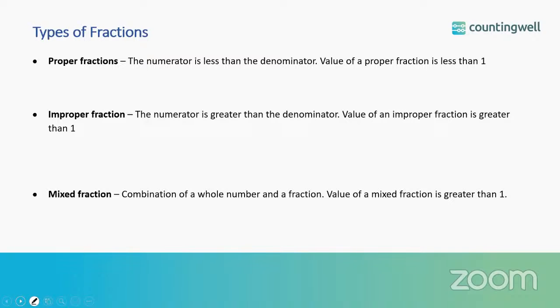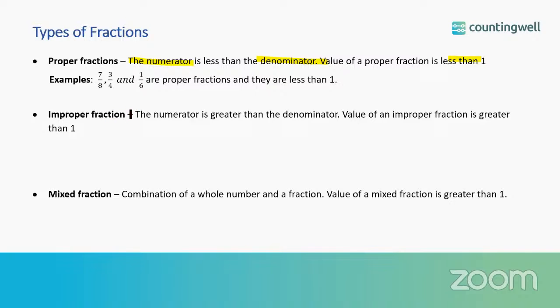What are types of fractions? Based on the numerator and denominator, whether the numerator is less than the denominator or the denominator is less than the numerator. So proper fractions are the fractions in which the numerator is less than the denominator. So the value of that fraction will be less than 1. For example, 7 by 8, 3 by 4, 1 by 6 are all examples of proper fractions because they are less than 1.